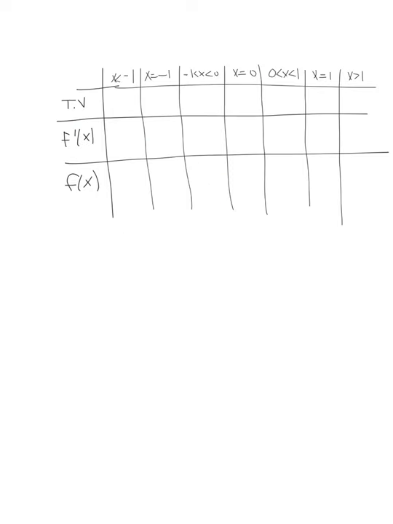Okay, so what I have here is our table. So I left a spot for our test value, f prime of x and f of x. I've put in all of those critical points, so the negative 1, the 0, and the 1 with the intervals that are before and after those points. I'm going to go ahead and pick some test values right now. Obviously, these ones are going to be the same. I'm going to pick something less than negative 1, something between negative 1 and 0, something between 0 and 1, and something greater than 1.